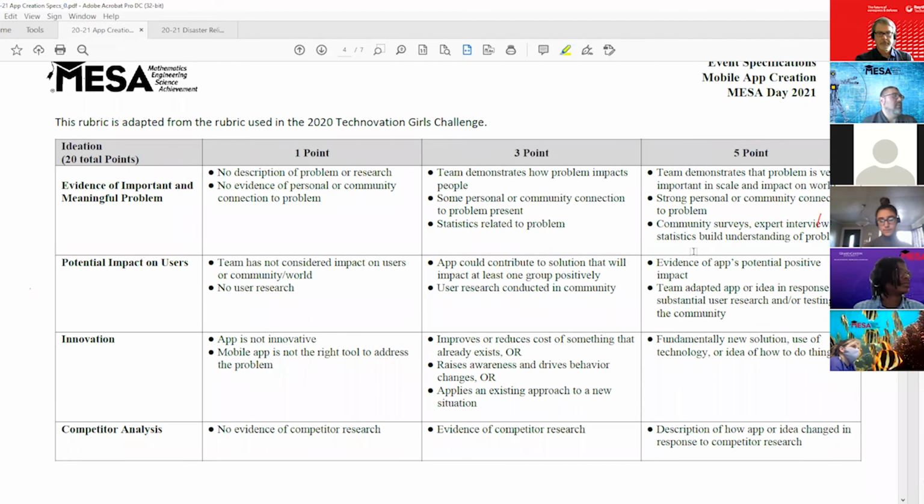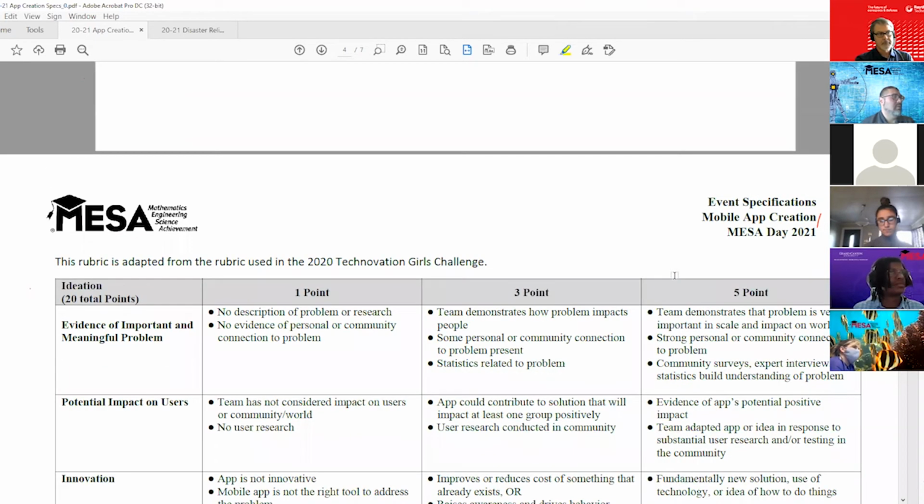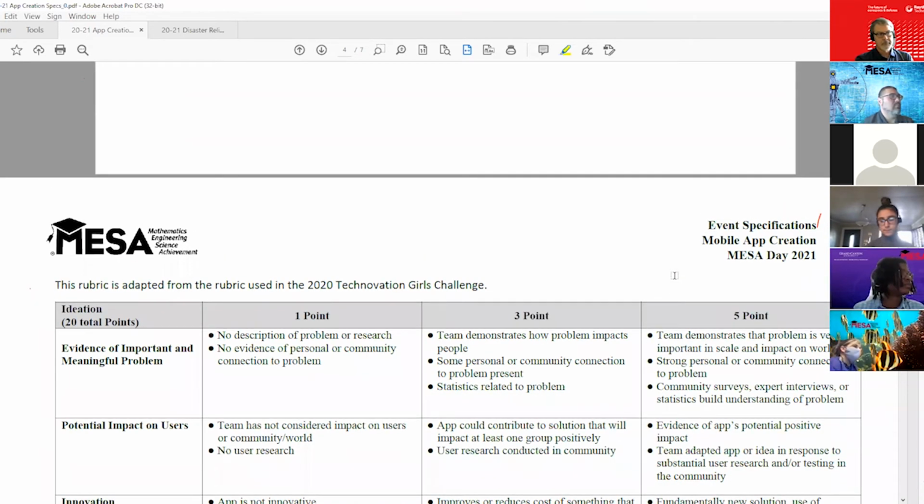So is there evidence of an important and meaningful problem? If you say, we built this app, right? People are going to be like, well, you didn't tell us what problem you're solving. You didn't show us research that you did, right? What community, I don't understand what community you're serving, right? And how that community connects to the problem and how that problem connects to your app. I'm going to give you 1 point, right?